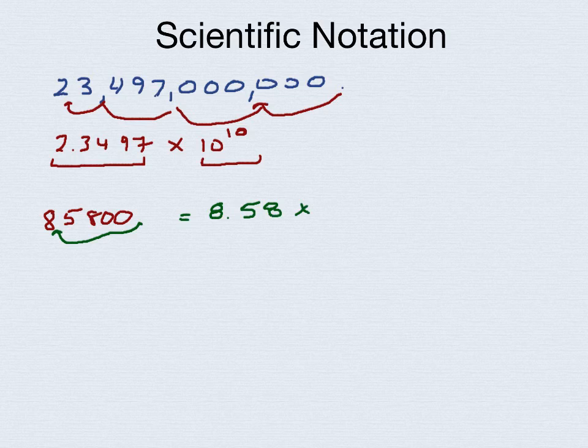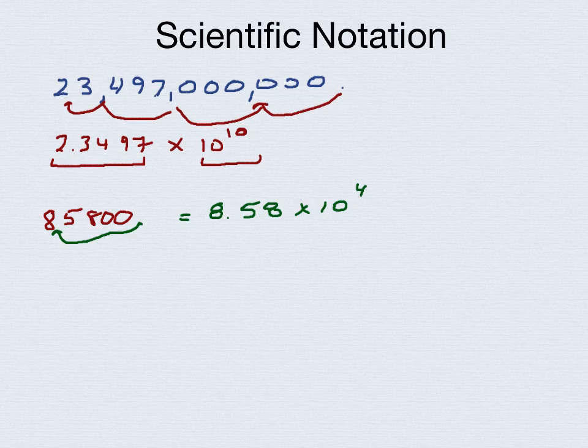Times 10 to the how many places depends on how often you moved it. We moved it 1, 2, 3, 4 places. 4 places is 10 times 10 times 10 times 10, or 10,000. So 8.58 times 10 to the 4th is going to give you 85,800 when you change to the other format.